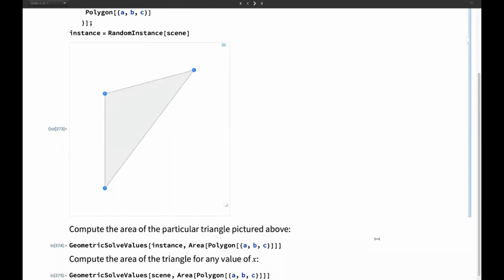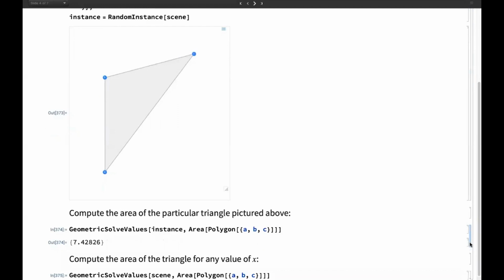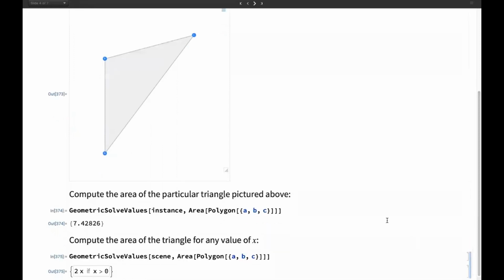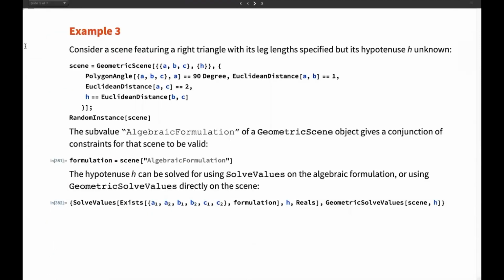Again, we can look at this particular instance, and it's easy enough to find the area. We just do it numerically, but we can also find an expression for this area in any value of x. And so here we get 2x. So let's move on to a third example.